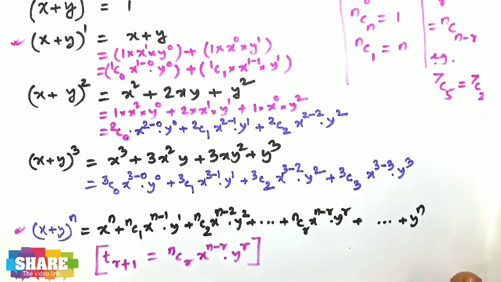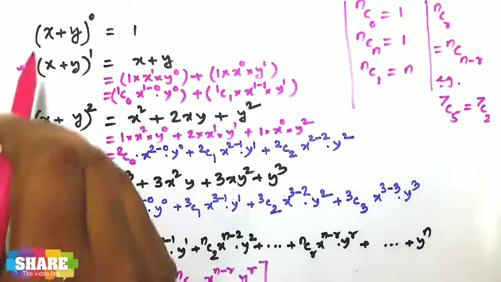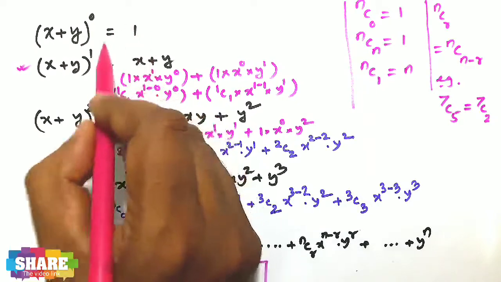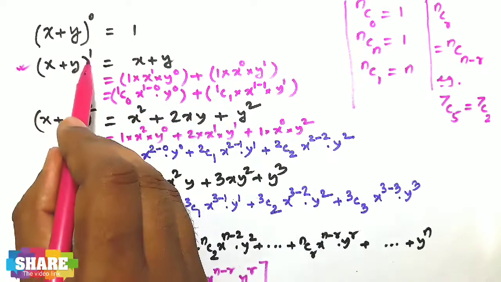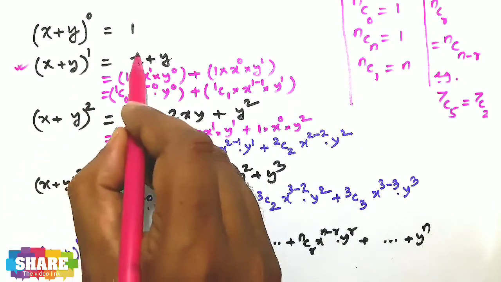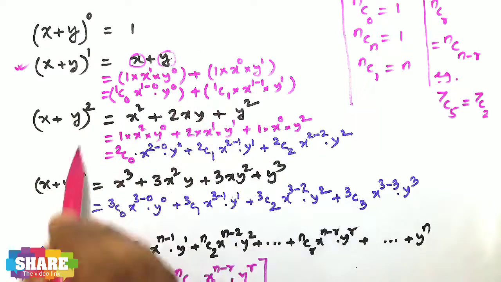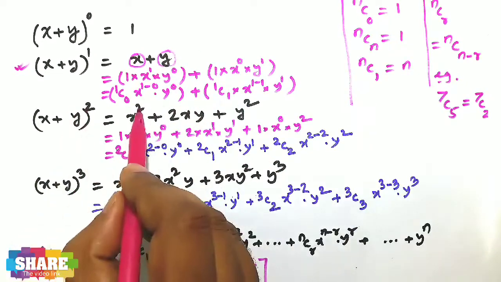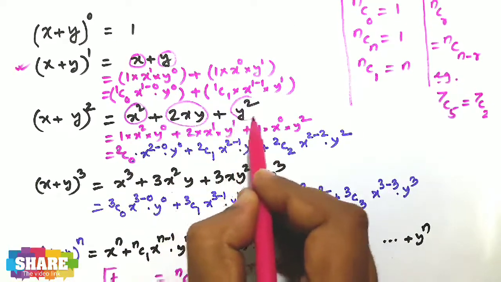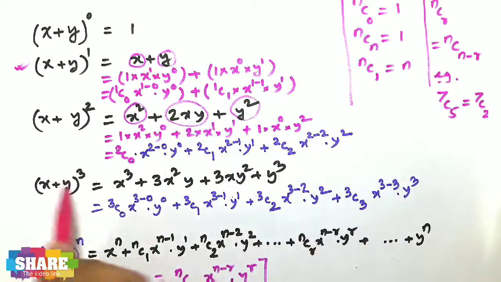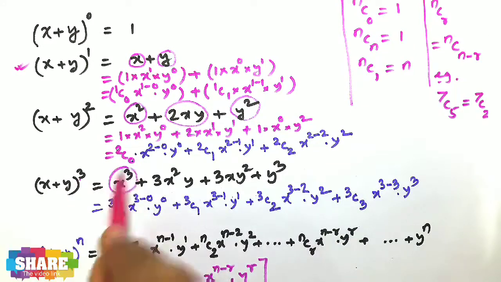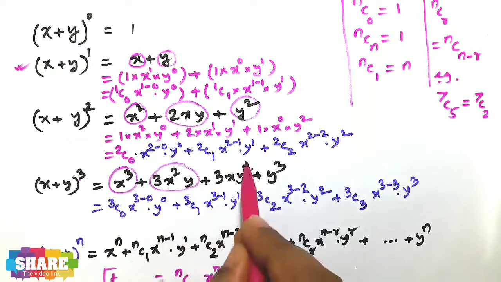Now, friends, another thing is very important. In the expansion of (x plus y) whole to the power 0, you find there is only one term. In (x plus y) whole to the power 1, there are two terms. When the index is 1, you get two terms in the expansion. When the index is 2, you get three terms. Carefully observe, and the concept will be clear. The index is 3, so in the expansion we get 4 terms.